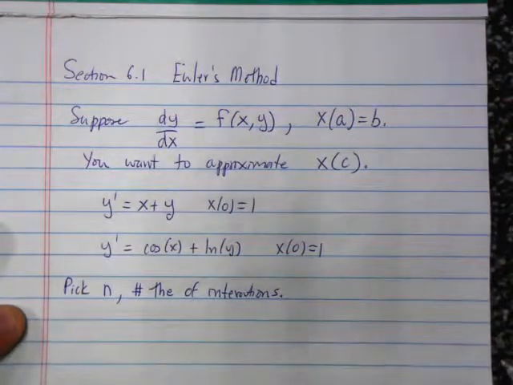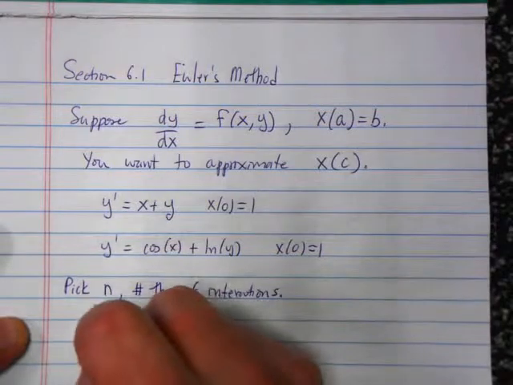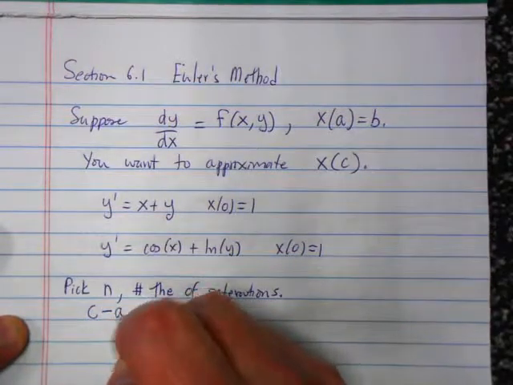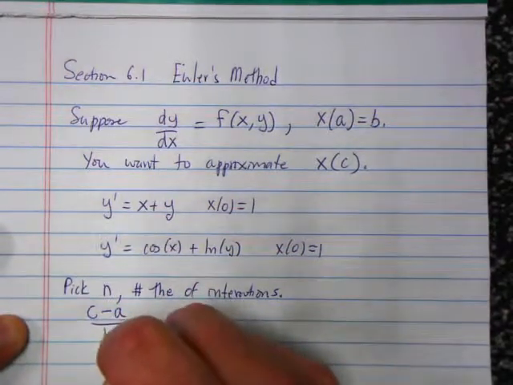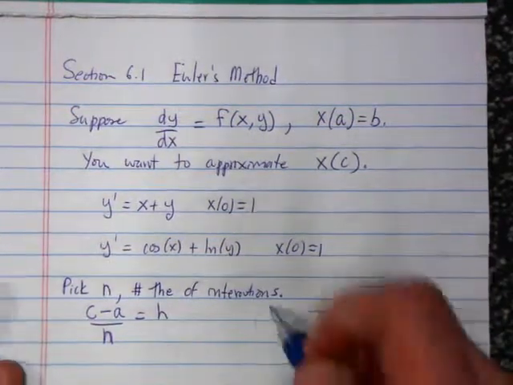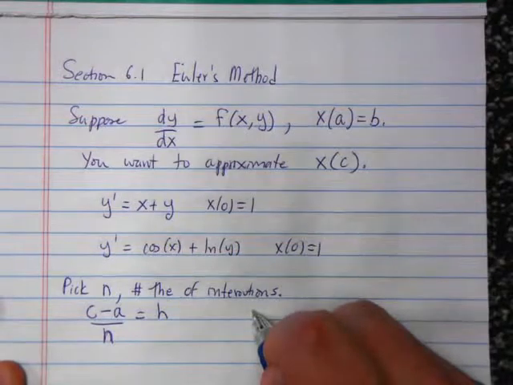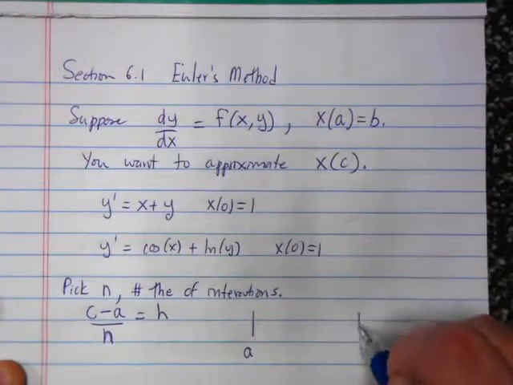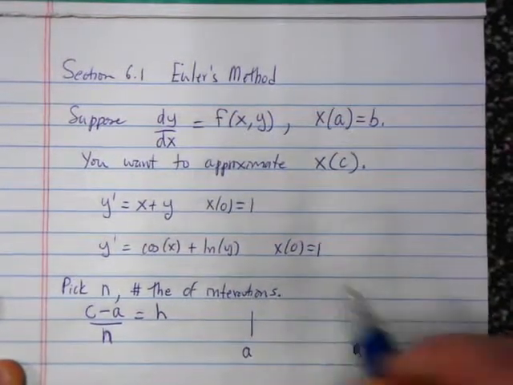Then you're going to have c minus a over n. We're going to call that h. And so here's the general idea. We did this in Calc 1 all the time. We're starting at some point A, we're ending at some point C.